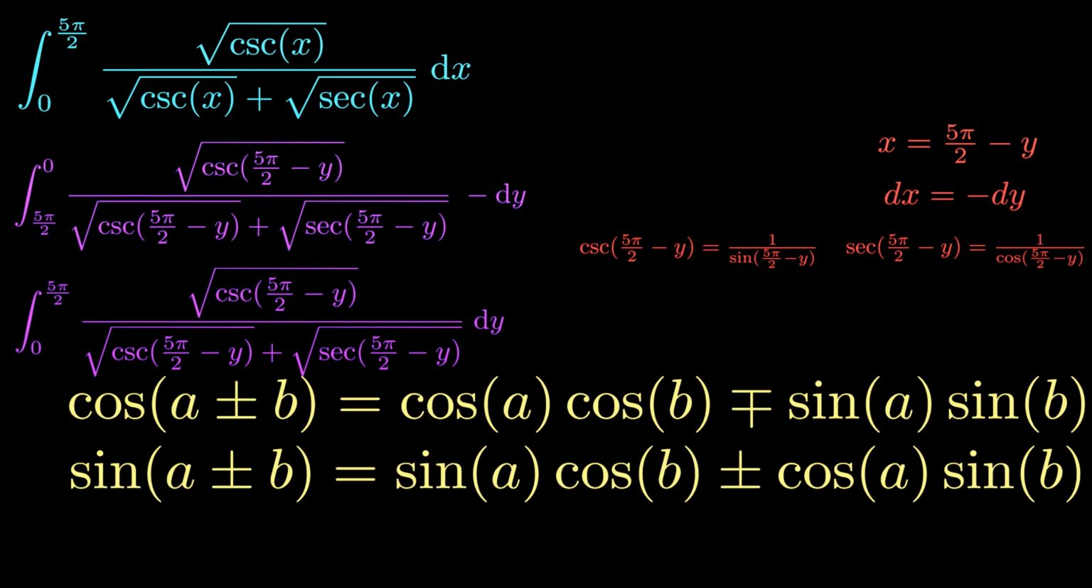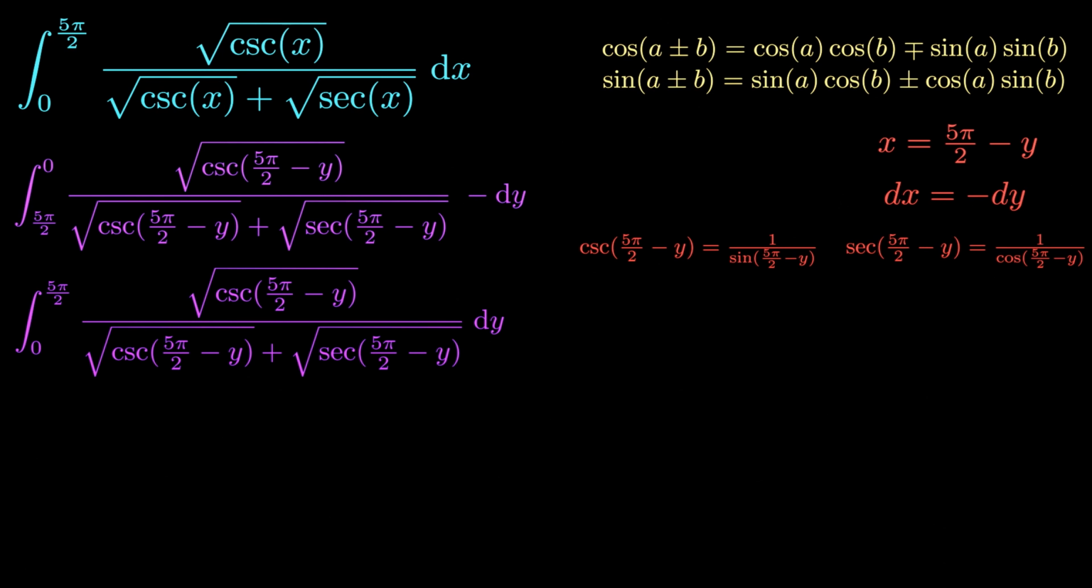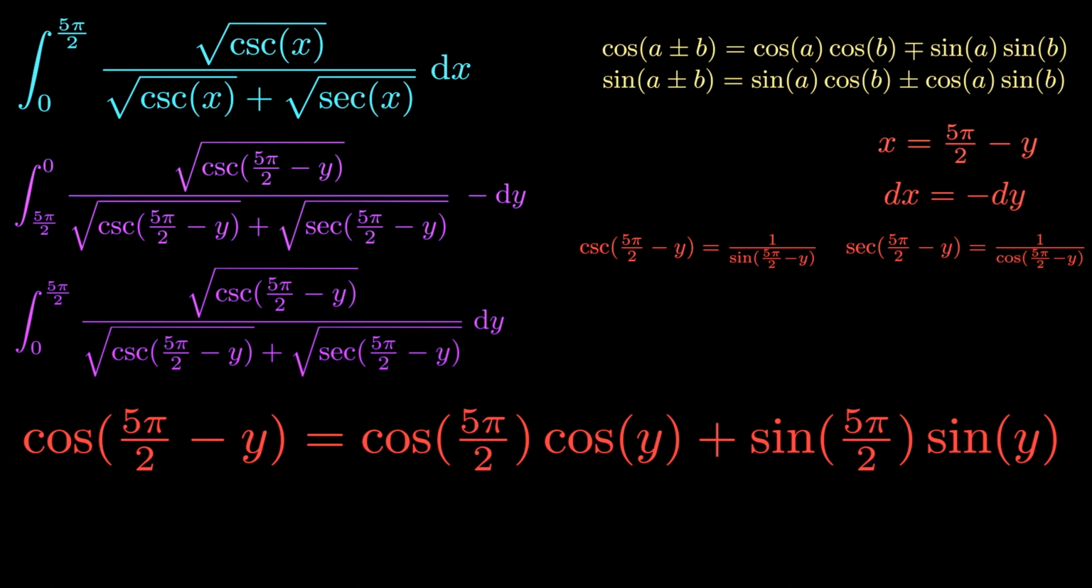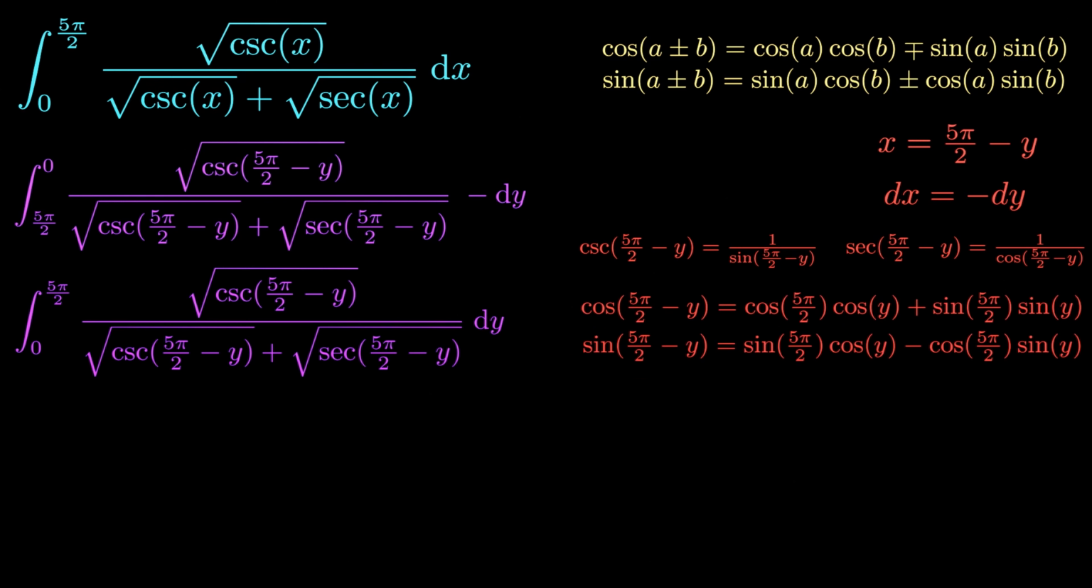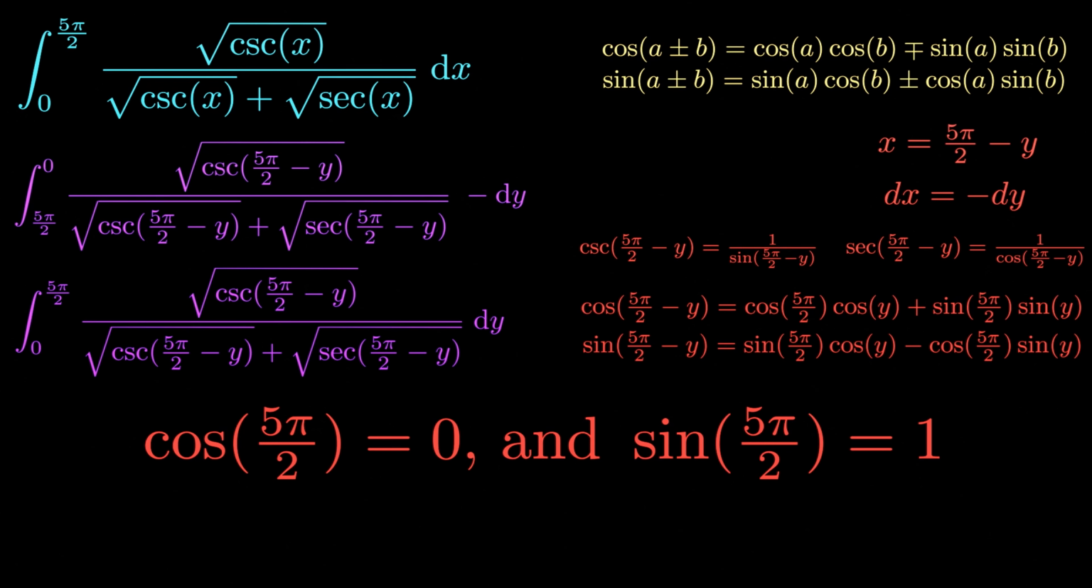This makes it clear that we can use the following identities to rewrite what we have. We have cosine of 5 pi divided by 2 minus y is equal to cosine of 5 pi divided by 2 times cosine of y plus sine of 5 pi divided by 2 times sine of y. And we have sine of 5 pi divided by 2 minus y is equal to sine of 5 pi divided by 2 times cosine of y minus cosine of 5 pi divided by 2 times sine of y. Now remember, cosine of 5 pi divided by 2 is equal to 0 and sine of 5 pi divided by 2 is equal to 1.